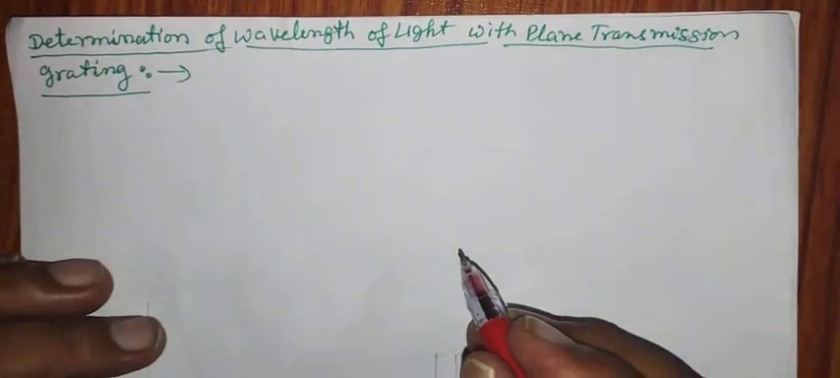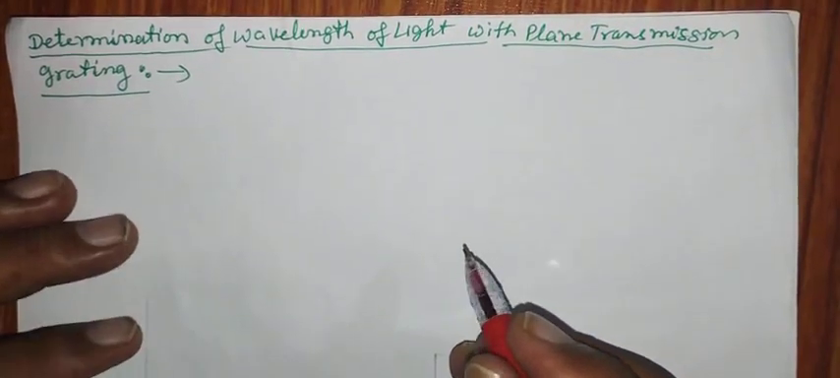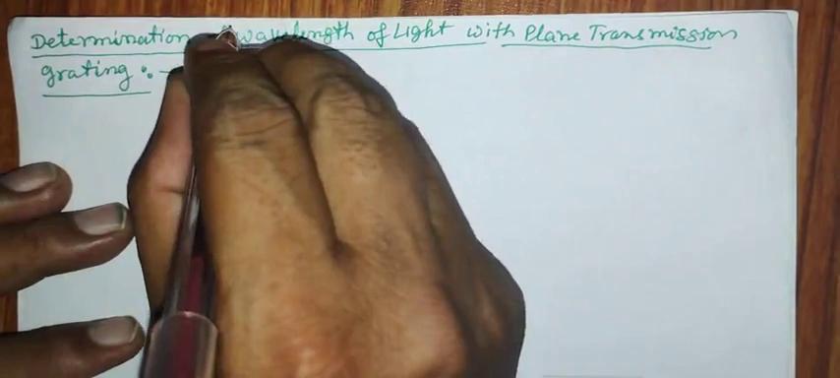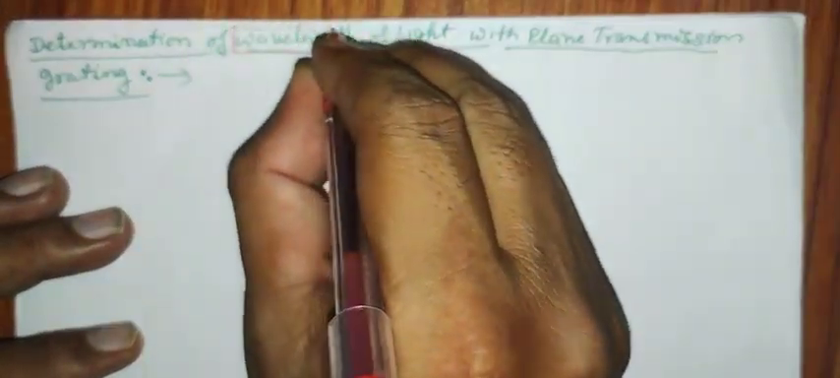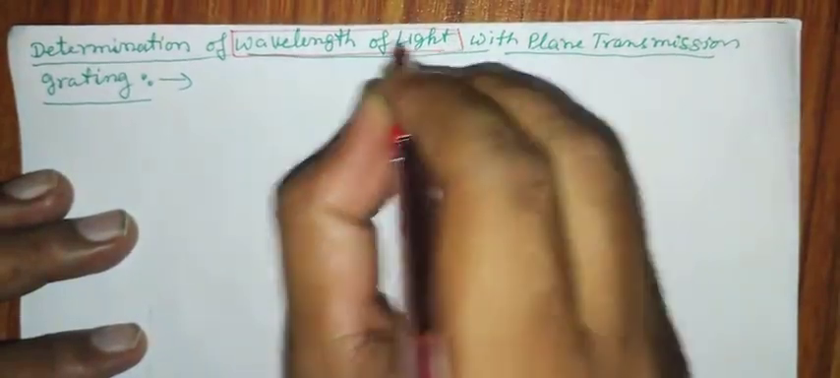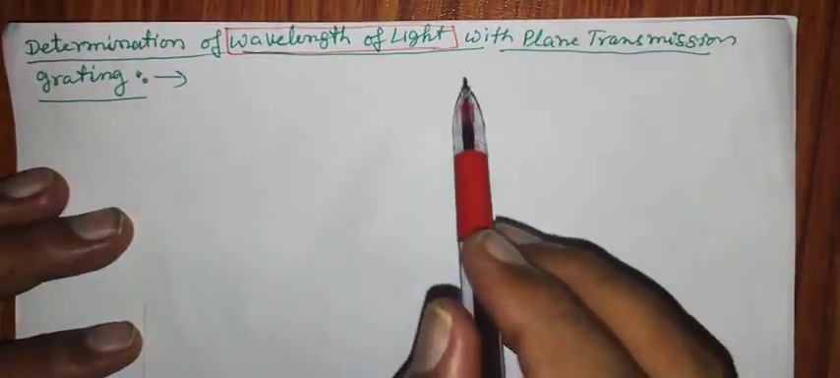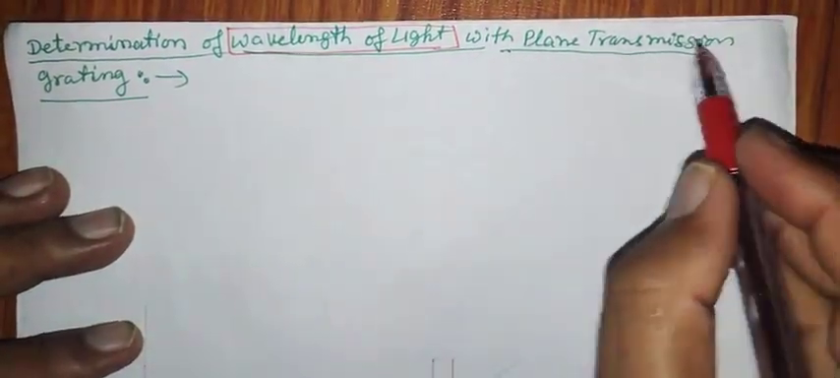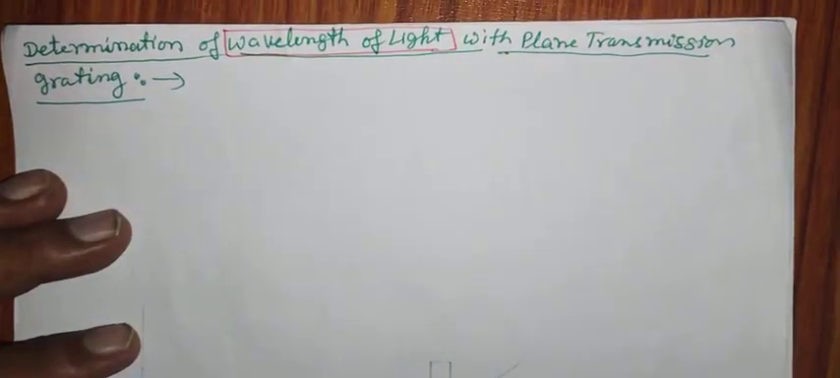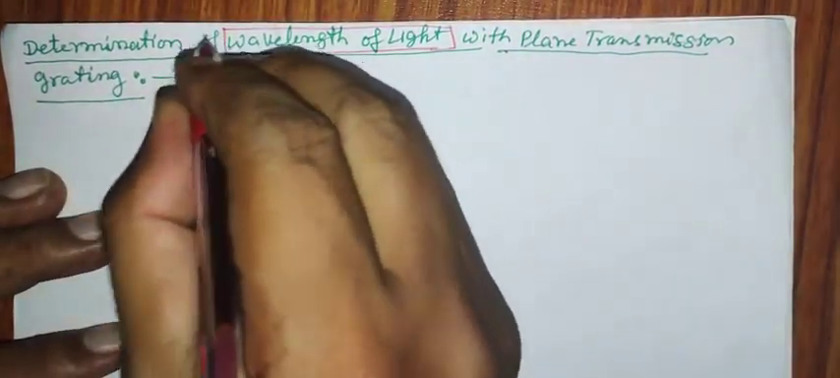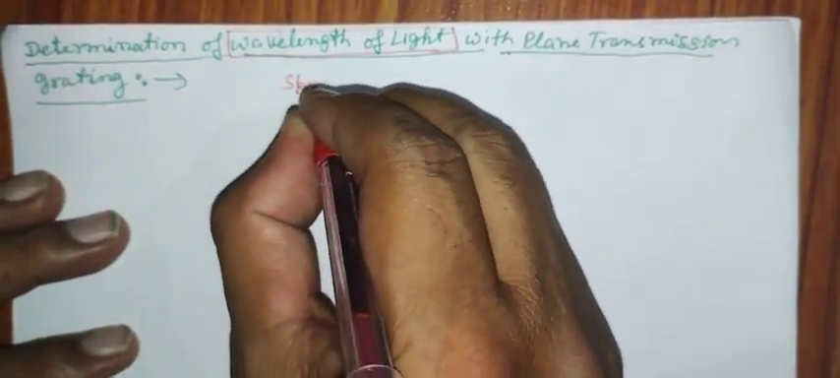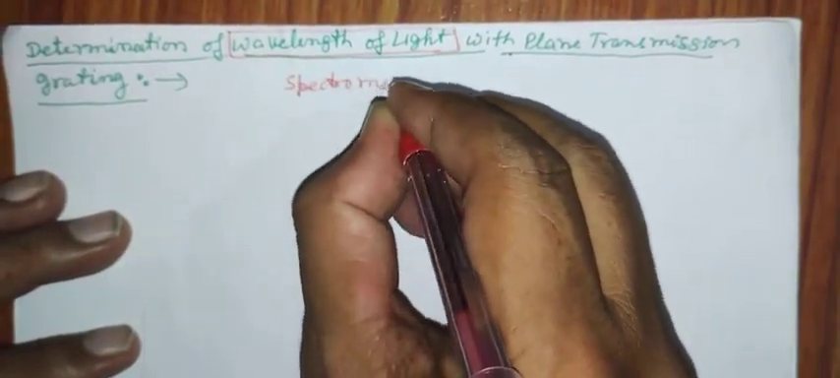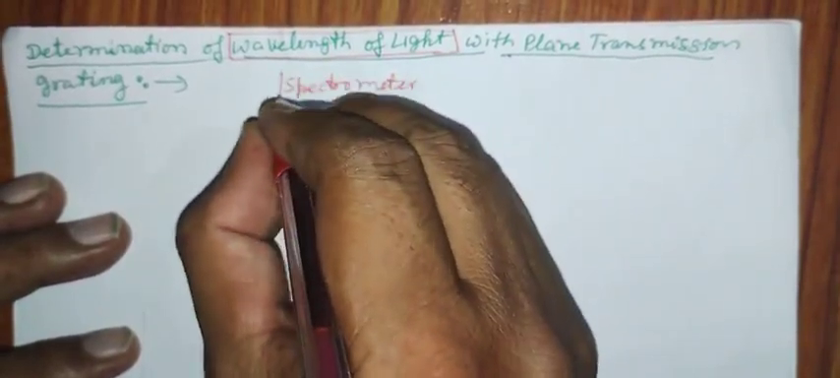Hello everyone. In this lecture, we will determine the wavelength of light using a plane transmission grating. For this purpose, a spectrometer is required.